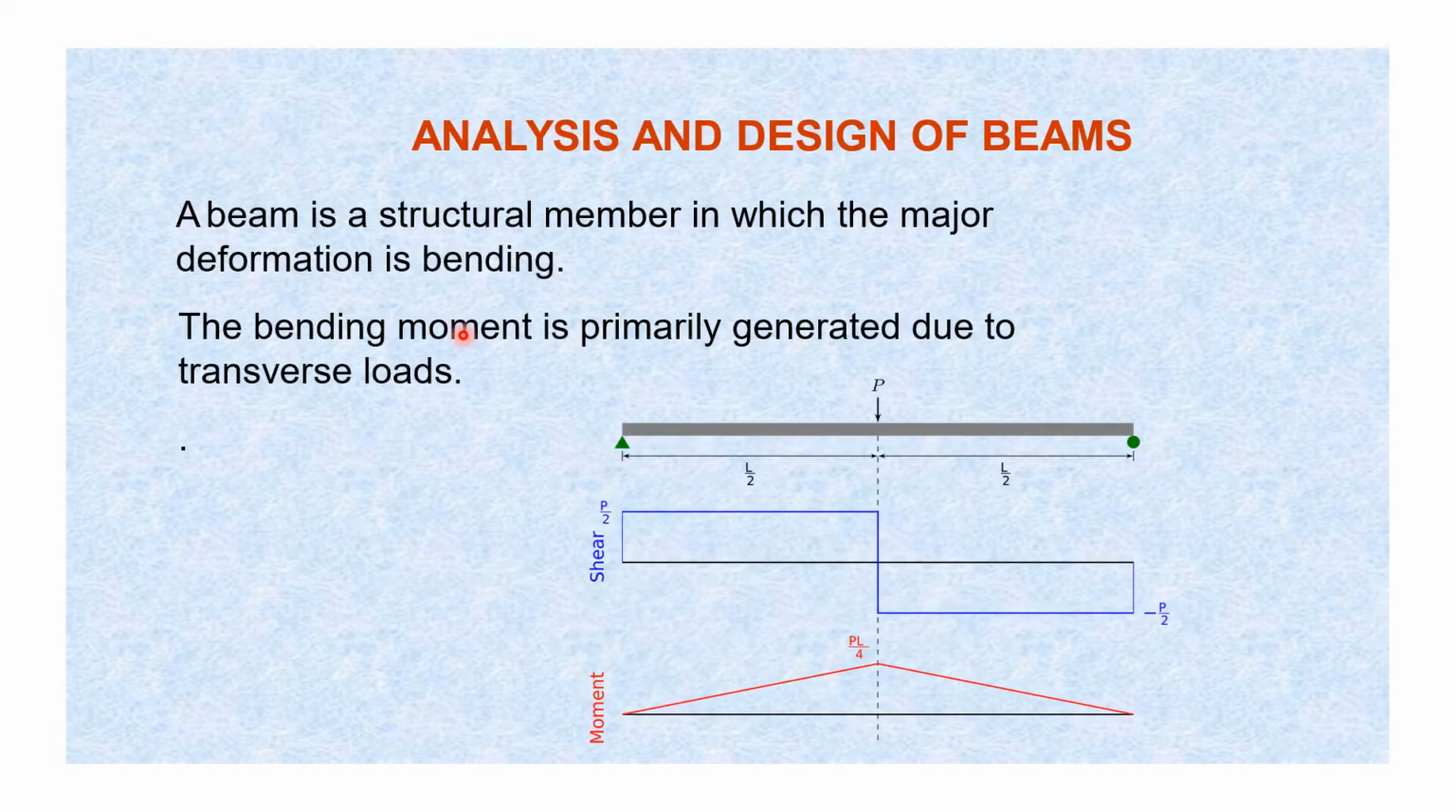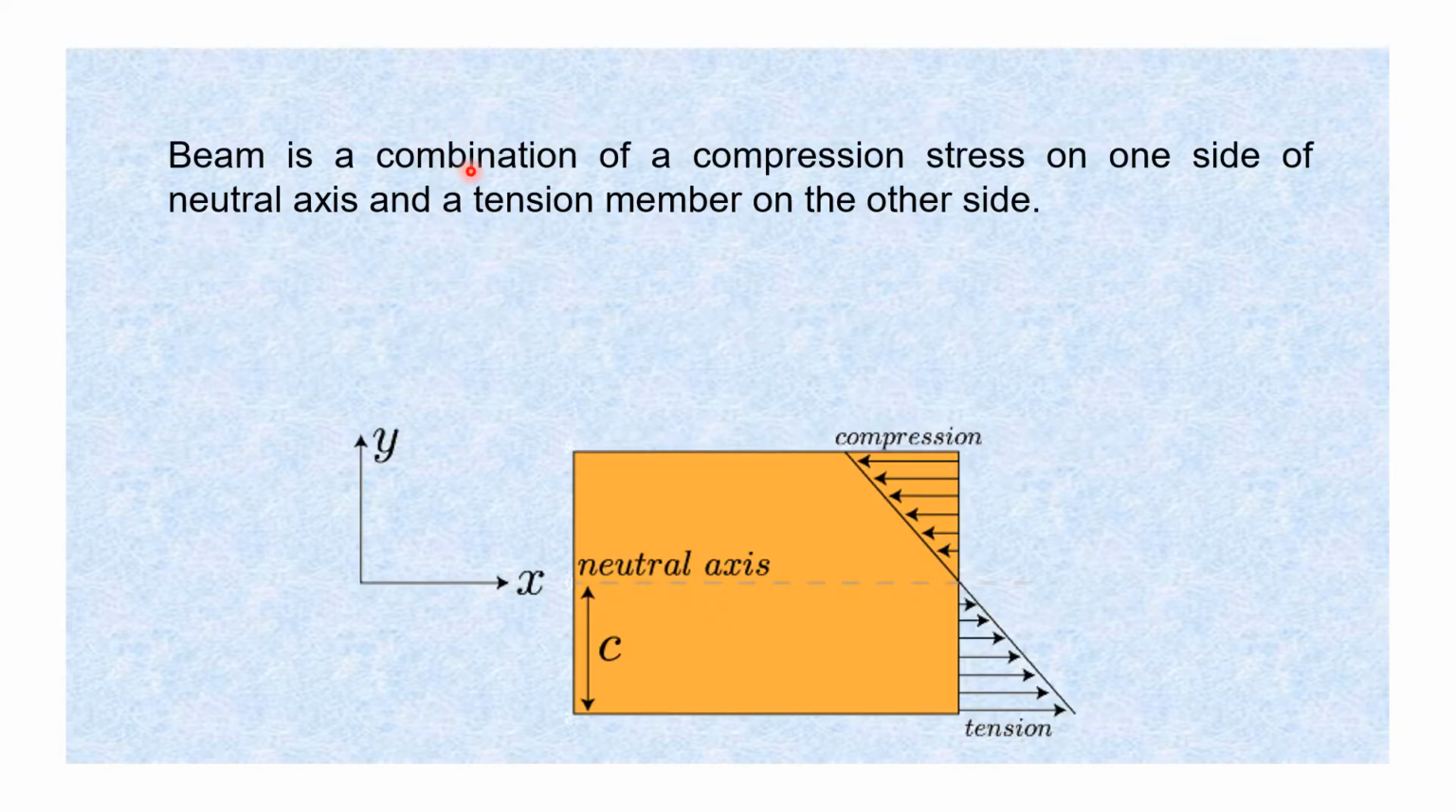When a loading acts on a beam, a combination of stresses is formed: above the neutral axis compression stress will generate, and below the neutral axis tension stress will generate. And one thing more, steel members are strong in compression as well as in tension. So there is no issue of steel being weak in tension. Steel is strong in compression, and steel is also strong in tension.